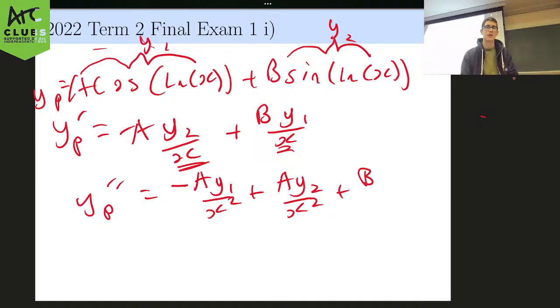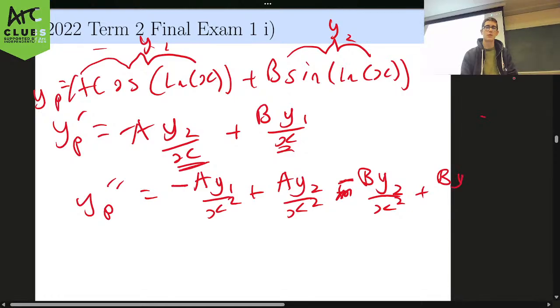This would be y1, so negative b y2 over x squared plus b y1 over x squared, and this will always be negative, jokes.